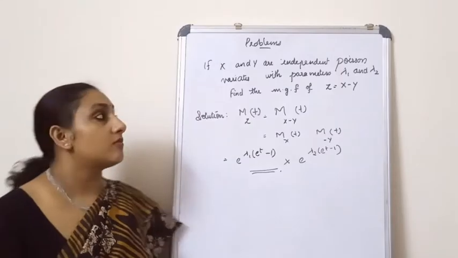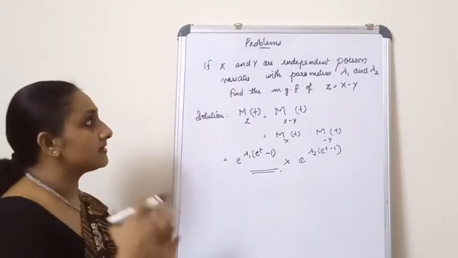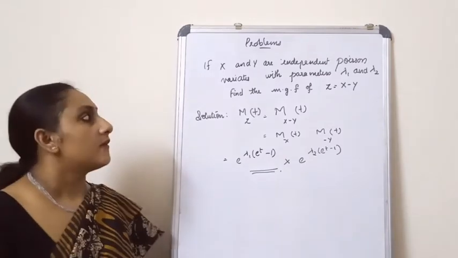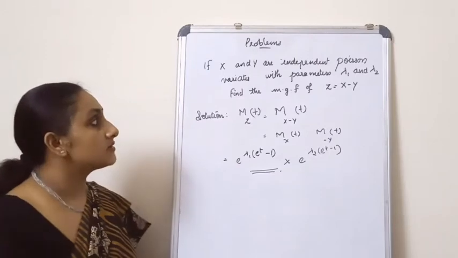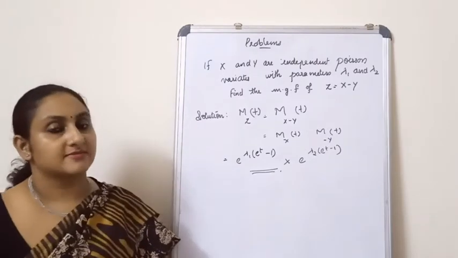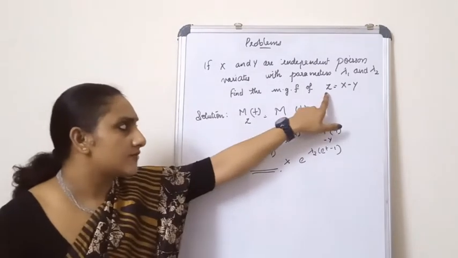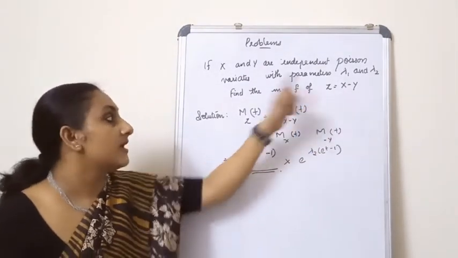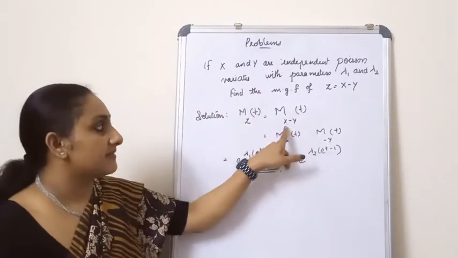Okay, next problem is that if we have two random variables X and Y, and they are independent Poisson variables with parameters lambda 1 and lambda 2, now you will have to find out the MGF of Z, which is equal to X minus Y. So what is M_Z(t)? You can write it as M_(X-Y)(t).